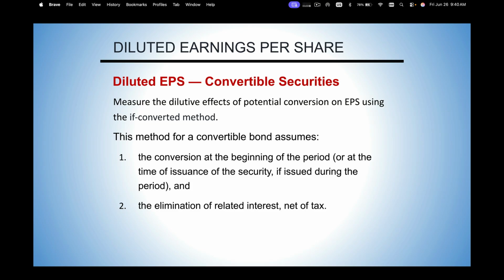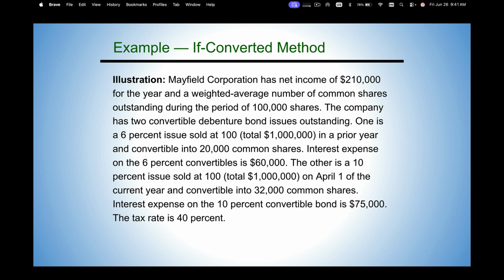This means that for a convertible bond, with this conversion at the beginning of the year, we include in the denominator the number of common shares that are issued, and we include the after-tax effect of removing the interest expense in the numerator. So let's do an example.